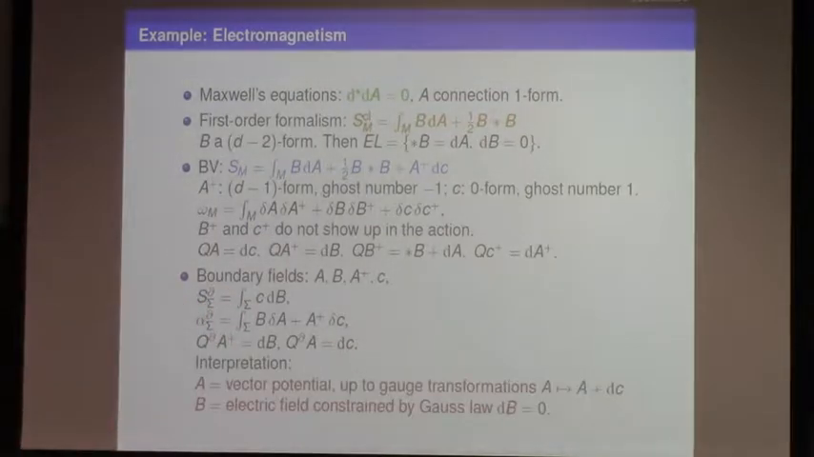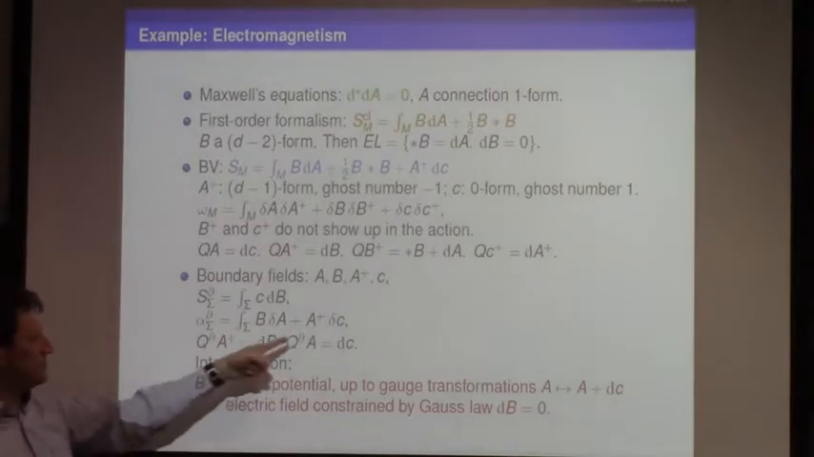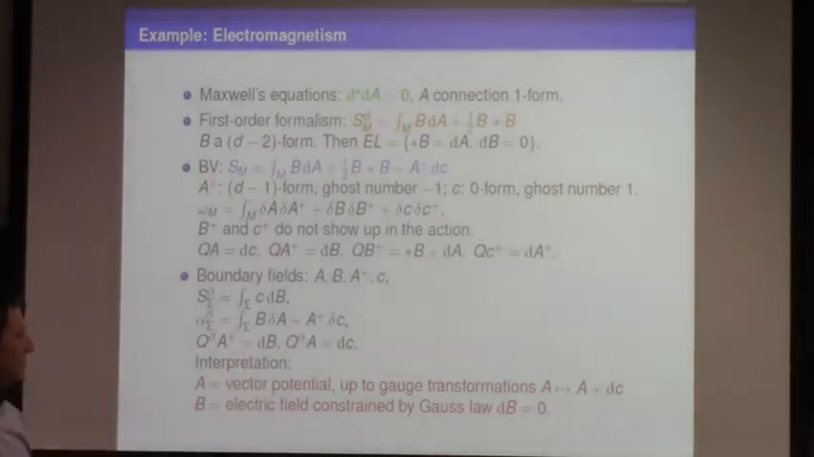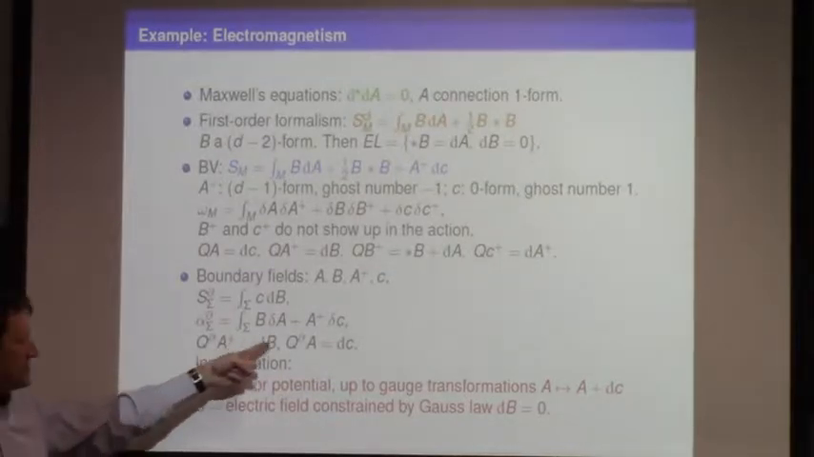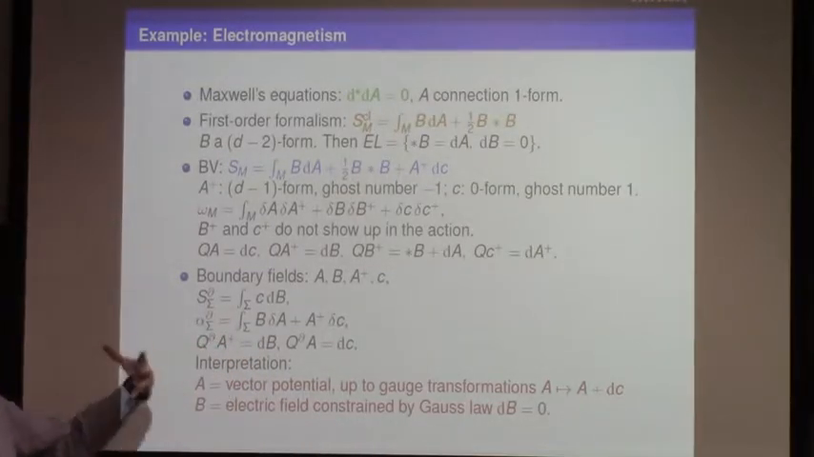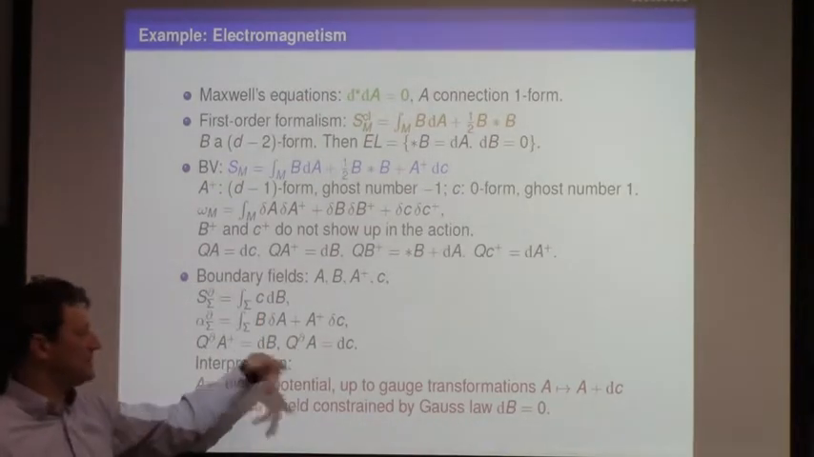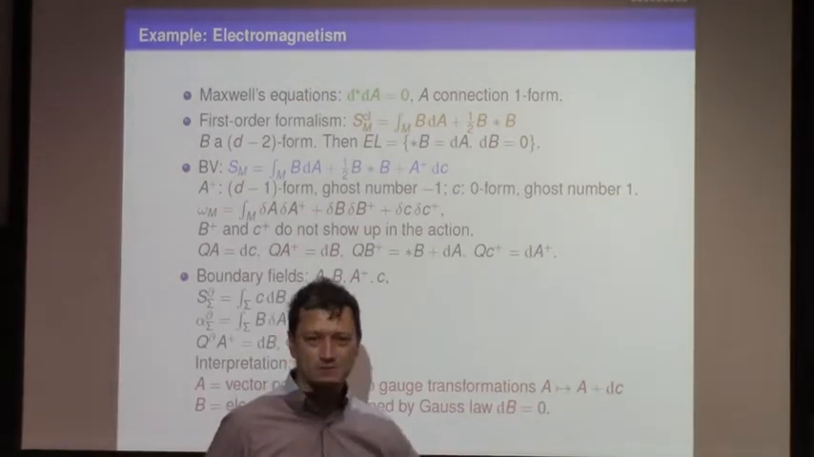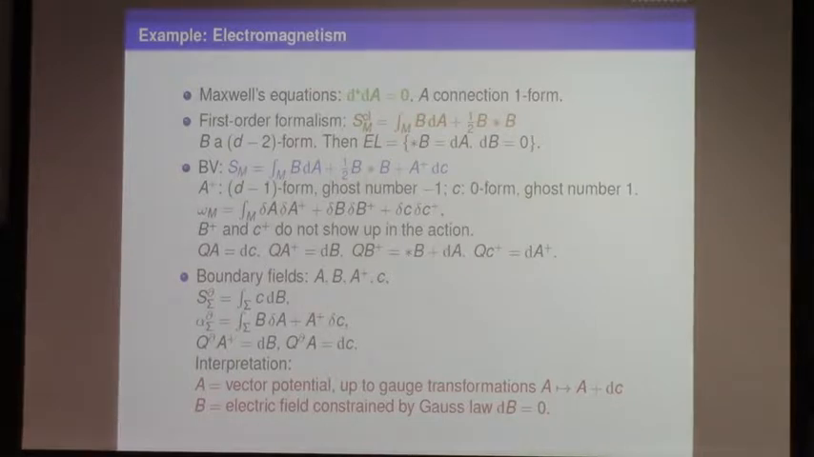And the interpretation is what you expect. This Q on the boundary has two non-trivial components. One is dB and the other one is dC. The interpretation is that the first tells you that on the boundary you have to impose a constraint dB equal to 0. And the other equation tells you that you have to work modulo gauge transformations. So basically what we're describing on the boundary is a symplectic manifold.